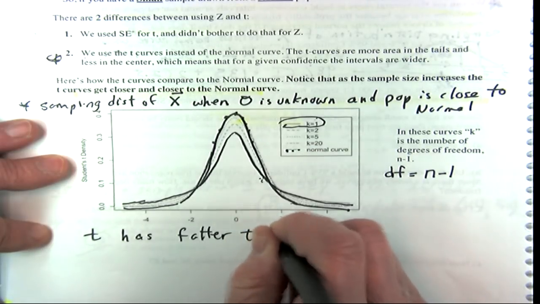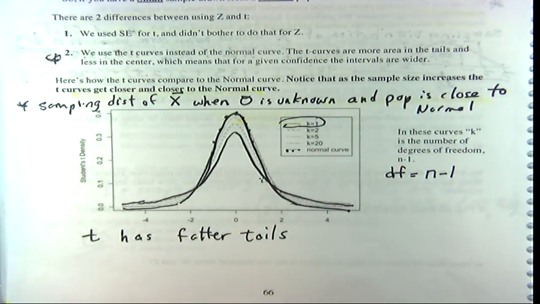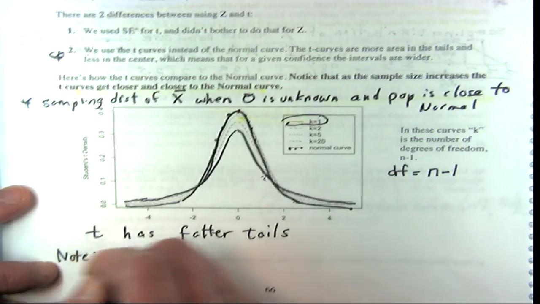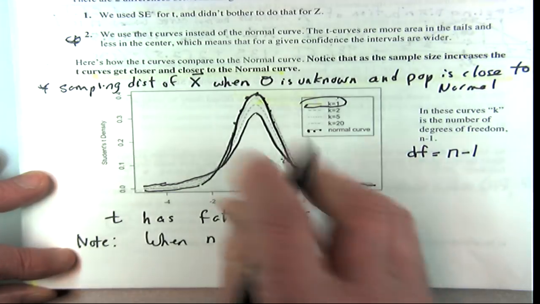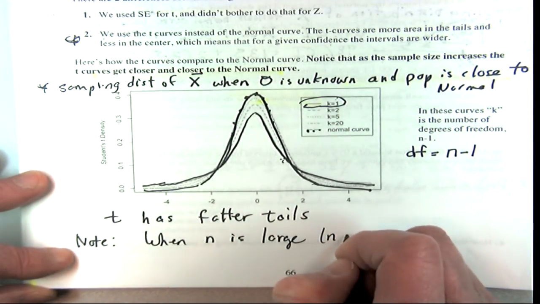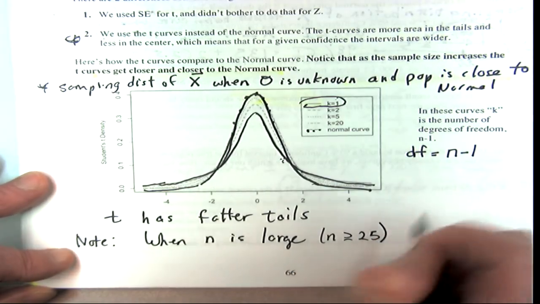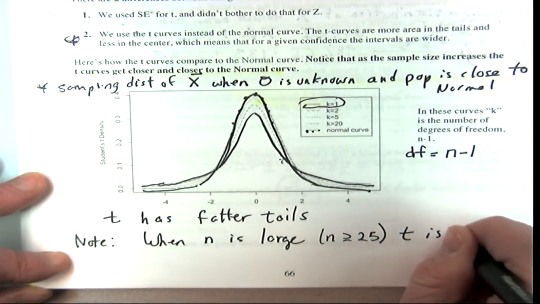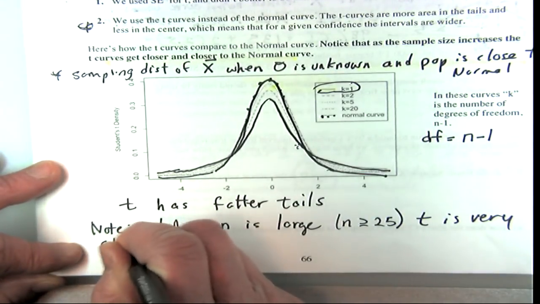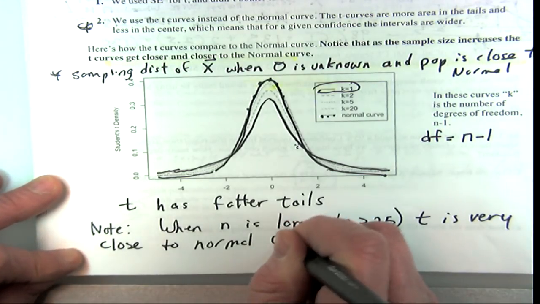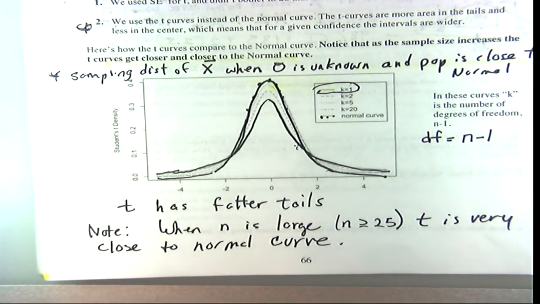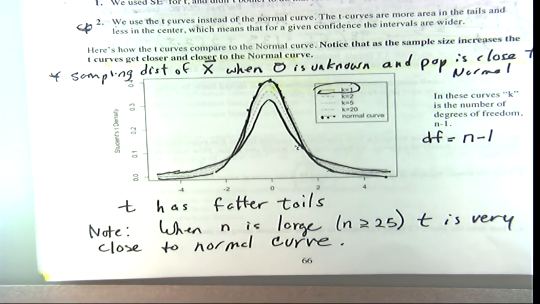And shorter in the middle. So note, when n is large, greater than or equal to 25, T is very close to the normal curve. So we're not going to bother using the T, even though it's really the true distribution when you don't know sigma, if you have a normal population. All right, so now we can go back and do our example.